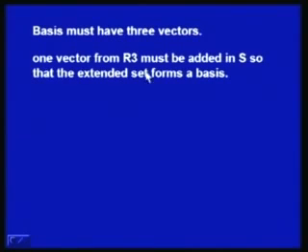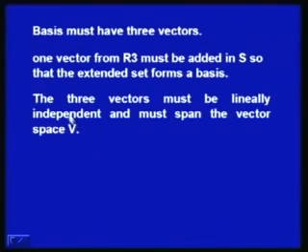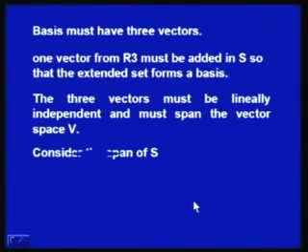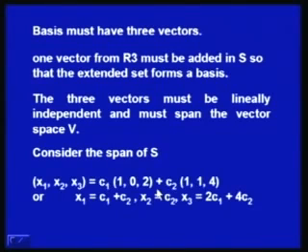One vector from R3 must be added in S so that the extended set forms a basis. The 3 vectors must be linearly independent and must span the vector space. This is the condition for the basis. So, what we do is we add a vector (x1, x2, x3) in this. So, we consider the span of all the vectors of this set S. So, let us say (x1, x2, x3) is a vector in the span of S.